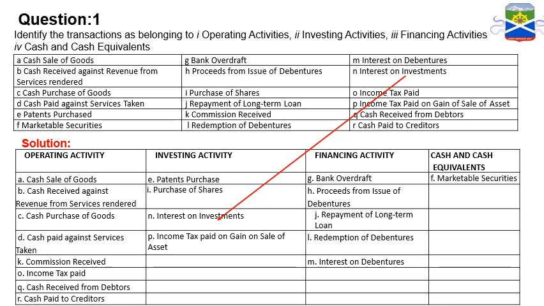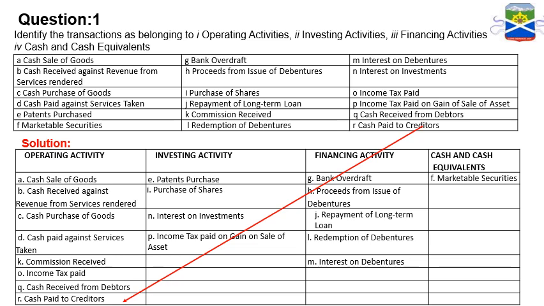Interest on investment, which you received, comes under investing activities. Income tax paid, operating activities. Income tax paid on gain of sales of assets, so it is investing activities. Next one is cash received from debtors, that is operating activities. Next one is cash paid to creditors, under operating activities. So likewise you have to know what comes under operating activity, investing activity and financing activity, and at the same time cash and cash equivalent.